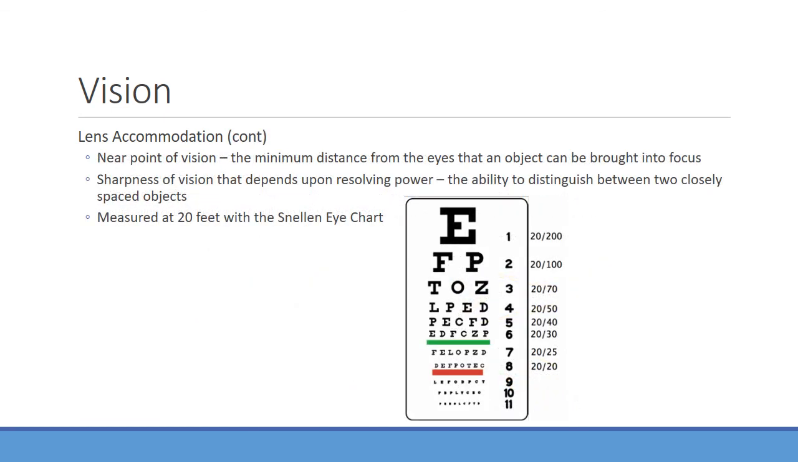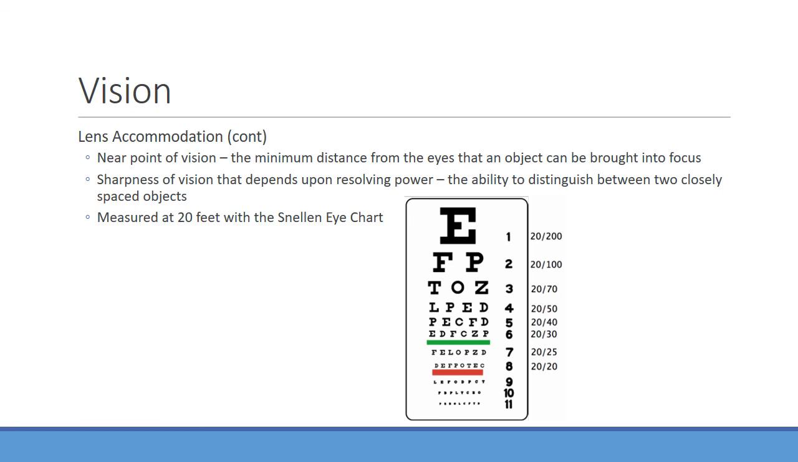And so the ability for us to actually look at accommodation, we can use these eye charts, and that is able to determine how well a person's vision is at being able to accommodate on various lines of this. So for instance, looking at near points of vision, we're looking at the minimum distance from the eyes an object can be put into focus. At a certain point, things get too close, and we're not able to accommodate anymore and see any more clearly. And then the sharpness of vision is going to depend on that resolving power, or the ability for us to distinguish between two closely spaced objects.